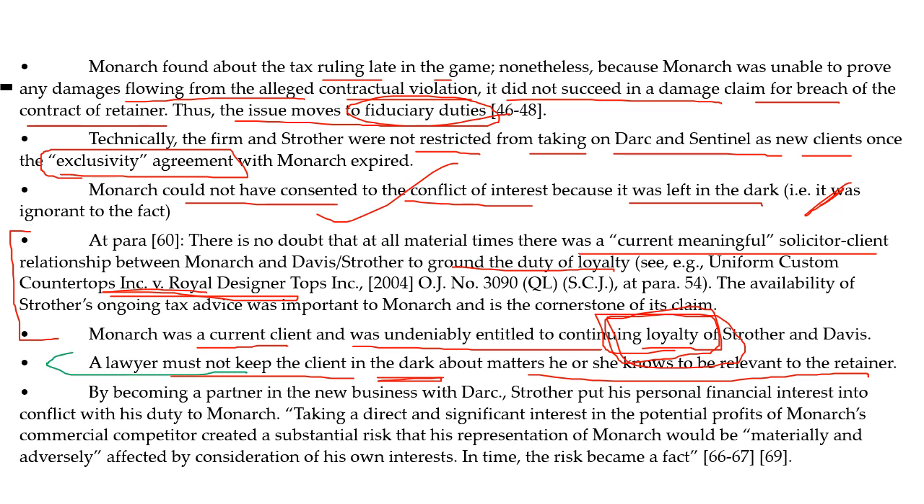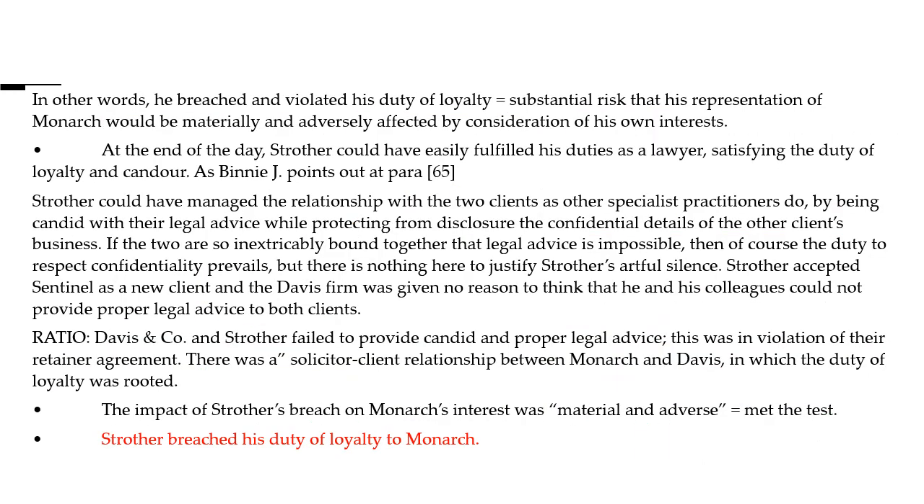So this was missing, the duty of loyalty was missing, there was no fiduciary relationship by becoming a partner in a new business. So here, like I told you earlier, his personal financial interest comes into the picture. So these were the main reasons of conflict with his duty to Monarch. Taking a direct significant interest in the potential profit of Monarch's commercial competitor created a substantial risk that his representation of Monarch would be materially adversely affected by considering his own interest. So, in other words, he breached and violated his duty of loyalty undoubtedly.